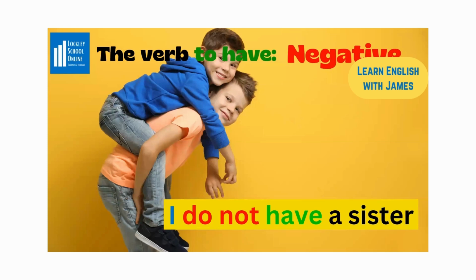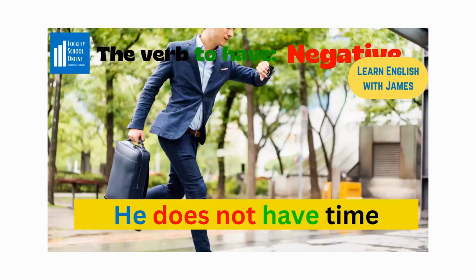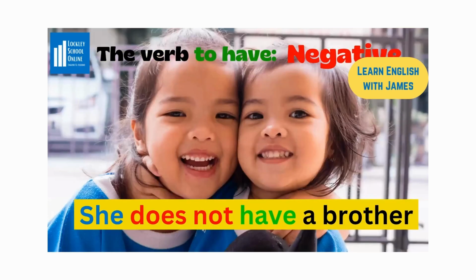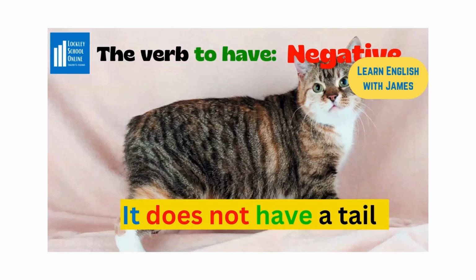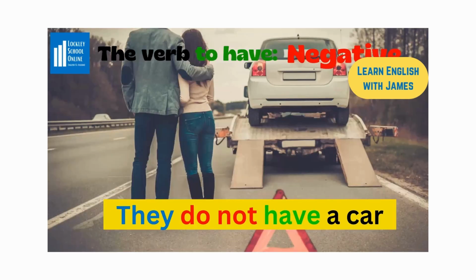So for example, I do not have a sister. You do not have a mustache. He does not have time. She does not have a brother. It does not have a tail. We do not have an exam. And they do not have a car.